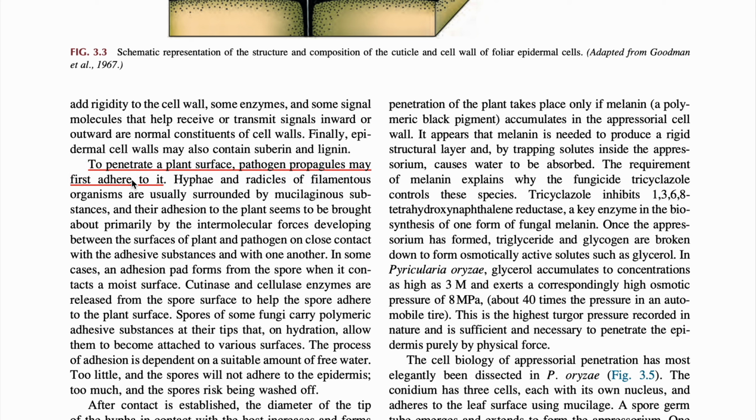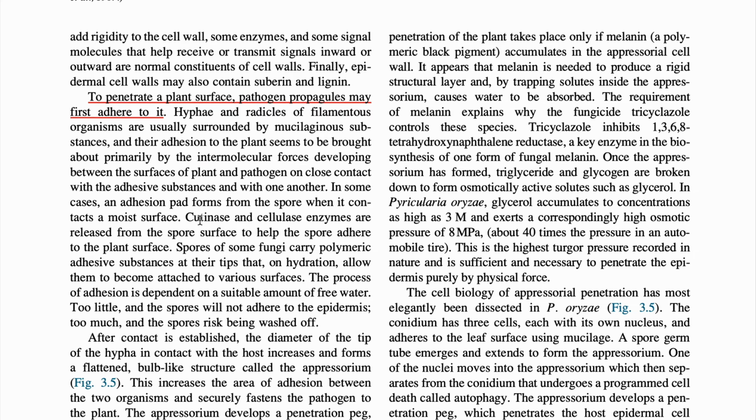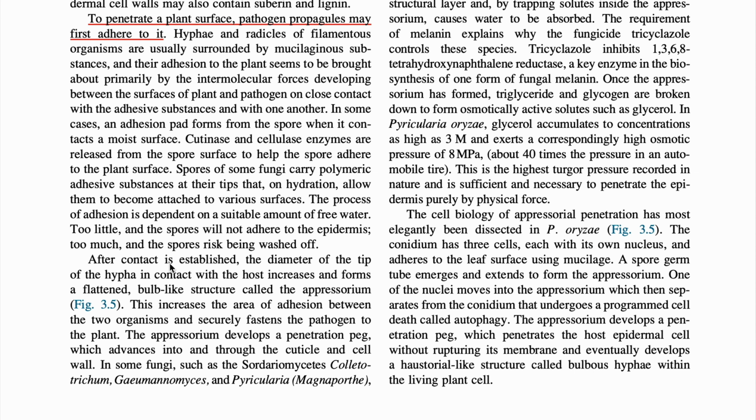Now, what is this adhere? Adhere means to stick firmly. Stick means everybody knows, right? So, after the contact is established, meaning they have adhered to the epidermal layer, the diameter of the tip of the hypha in contact with the host increases and forms a flattened tube-like structure called appressorium.